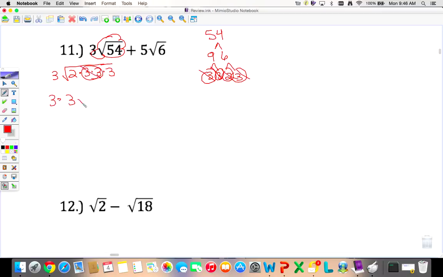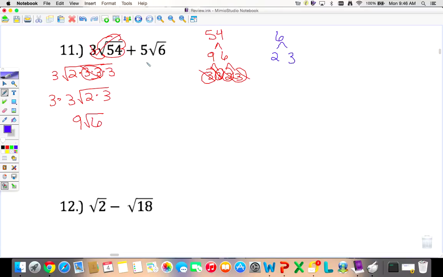Okay, I can cross out all those. Circle my pair of 3's. Write it out, cross it out, and on the inside I'm left with 2 times 3. 3 times 3 is 9. 2 times 3 is 6. Okay, done with that part.